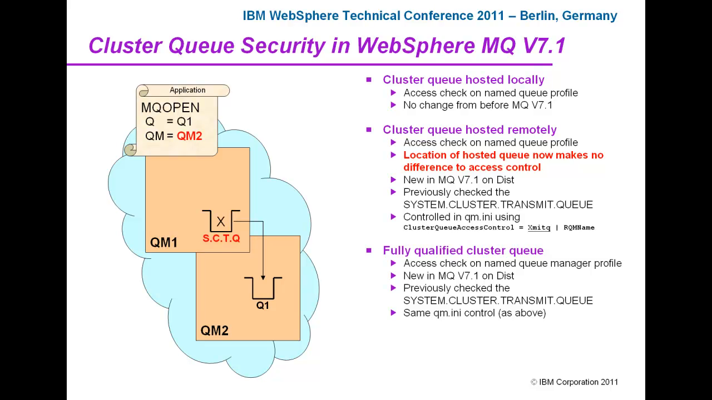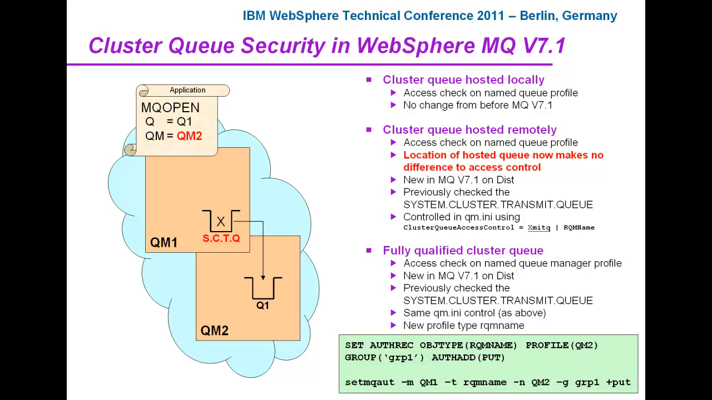Now there's another part to this as well. If you do a fully qualified open of a queue, so when you programmatically say open queue on QM2 very specifically, then the check is done on the named queue manager profile. And again, that is designed to match the way z/OS does this. And this is also new in 7.1. Previously, this check would also have been done on the system cluster transmit queue. This is controlled by the same cluster queue access control setting in qm.ini.